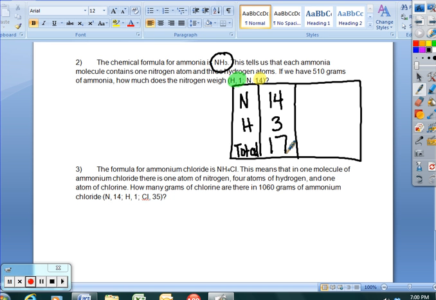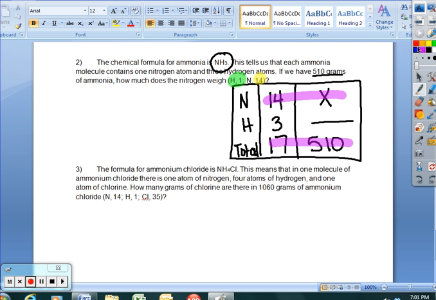Now, in the problem it says we have 510 grams of ammonia. That means our total weight of the solution is 510 grams. We want to know how much the nitrogen weighs. So we are looking for nitrogen, and hydrogen at this point becomes obsolete. We are going to use this information about nitrogen and the total to set up a ratio and to solve.